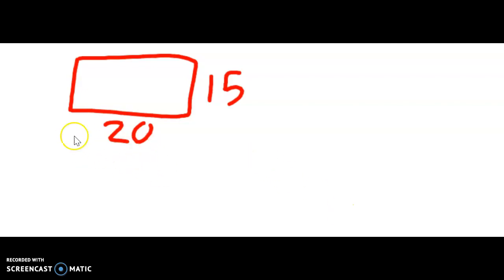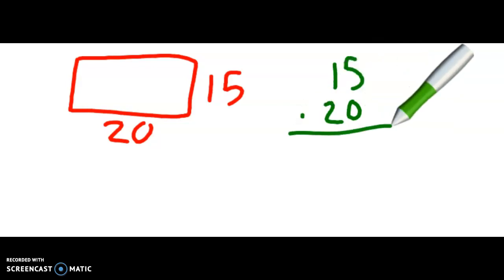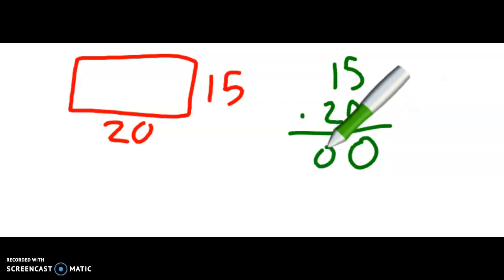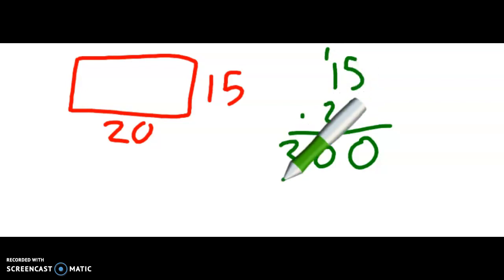Sorry, I'm batting 1,000 today. The width is 20. The height that we just figured out is 15, and they want to know the area. So in order to find our area, we multiply our width times our height. And again, I always put the 0 at the bottom because it's the easiest way to multiply. 2 times 5 is going to give us 10. 2 times 1 is 2, plus 1 is 3. So we have 300 as our area.